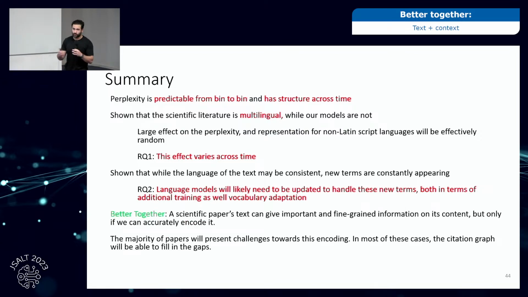And so just to wrap this up in the Better Together story, I think a scientific paper's text can give really important information. Peter's going to show next that the sentences can give real fine-grained information about what the paper is discussing. But this only really is relevant if we can accurately encode it. And the majority of papers that are out there in our data sets, or in our databases actually, are going to present big challenges towards this encoding. And in most of these cases, the citation graph will be able to fill in the gaps.